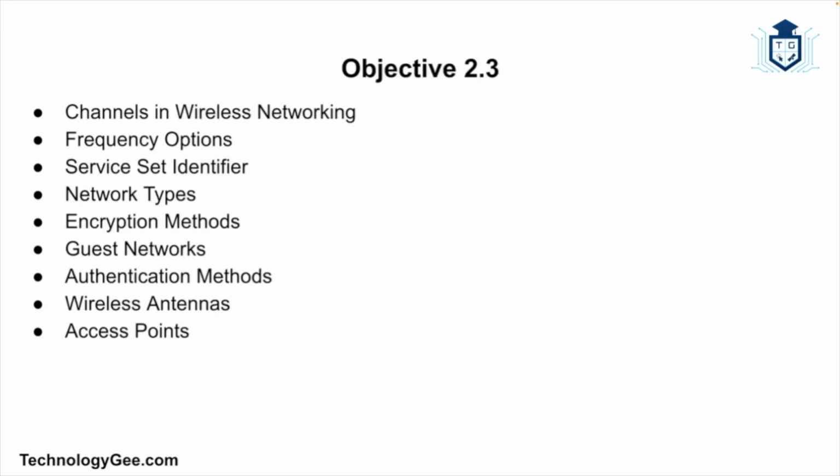Wireless networking plays a crucial role in modern IT infrastructure, requiring professionals to understand and configure wireless devices and technologies effectively. And the CompTIA Network Plus exam objective 2.3 covers selecting and configuring wireless devices and technologies in various scenarios. And in this video, we're going to explore key aspects such as frequency options, network types, authentication, encryption, and other critical configurations for setting up wireless networks.